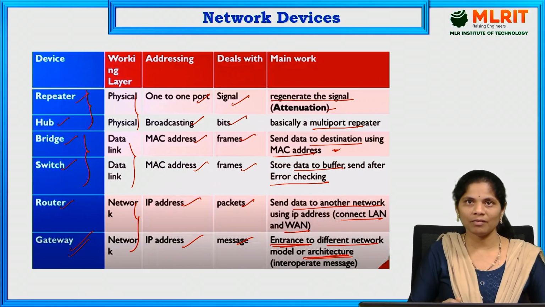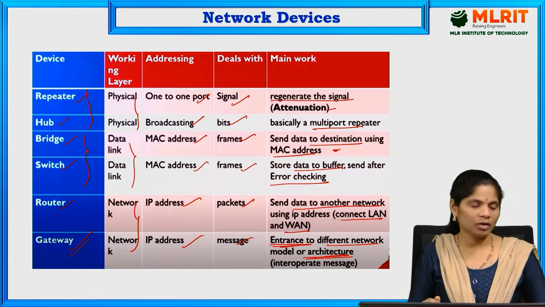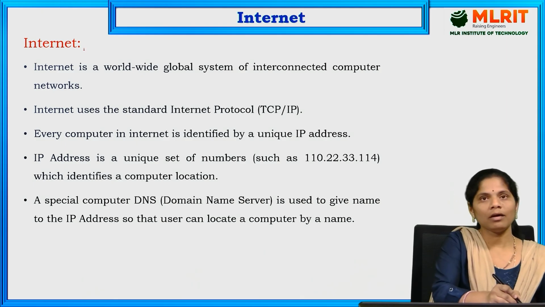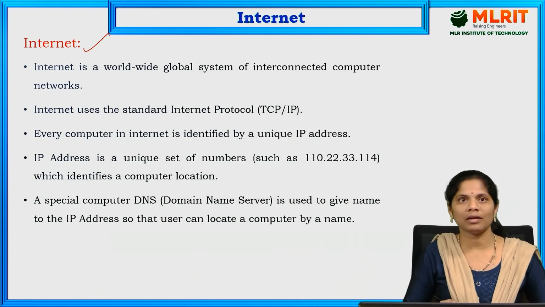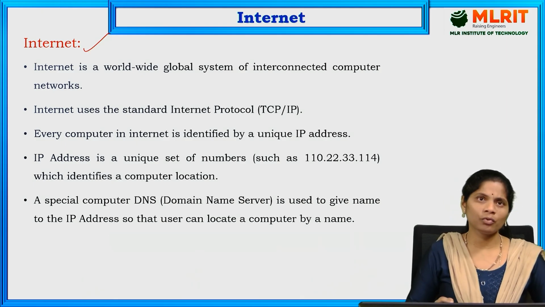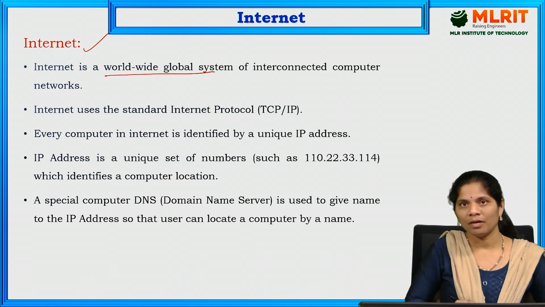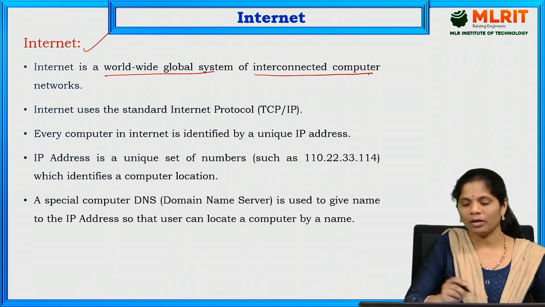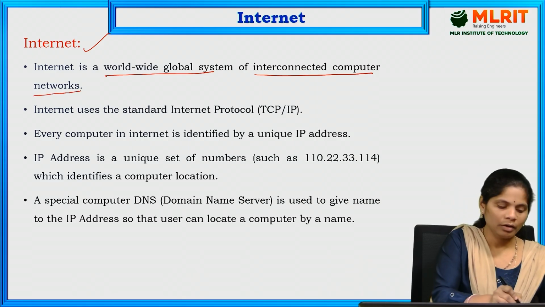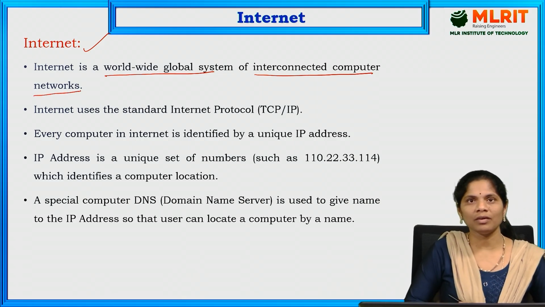These are the different devices we are going to use in computer networks. Now, let us see the internet. What is internet? It is also called internetworking. It is a worldwide global system that connects unconnected computer networks.